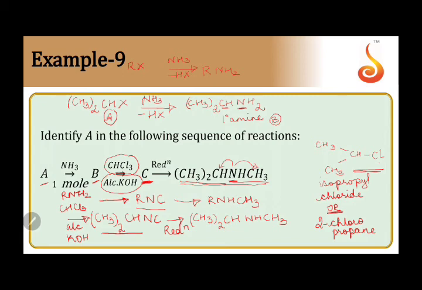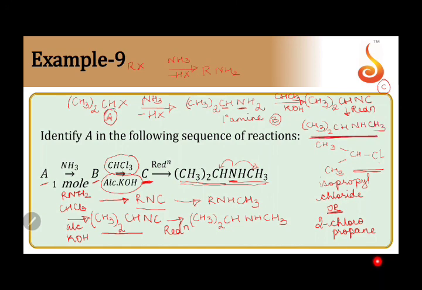On reacting with chloroform and KOH, we get this compound (CH3)2CHNC, which is carbylamine. On reduction, this compound is C. On reduction, this compound does give us (CH3)2CH, NH, CH3. So this is our final product.